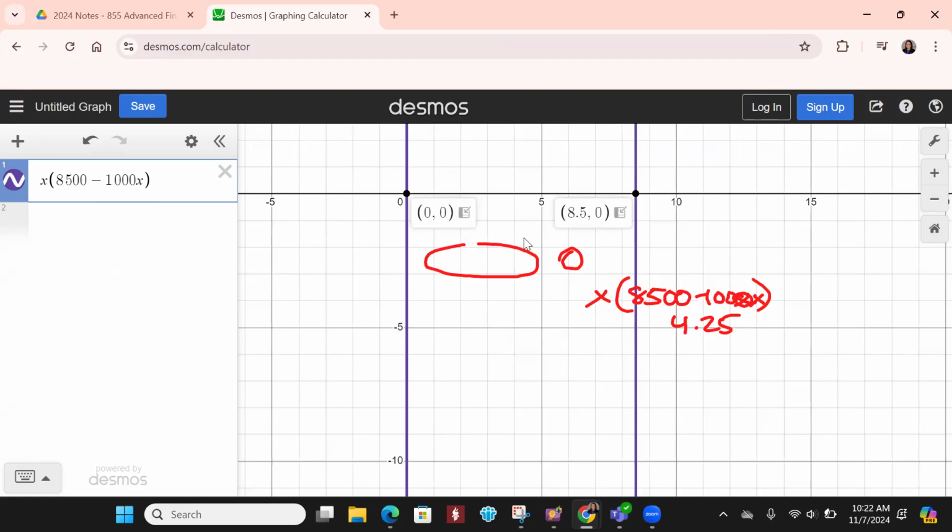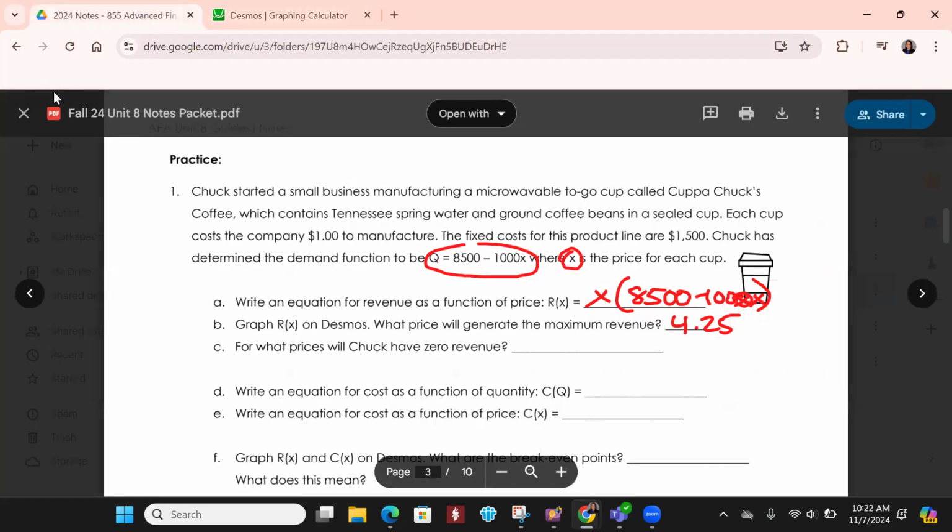All right. So here are your x-intercepts that give us the revenue of $0. That would be 0 and 8.5.